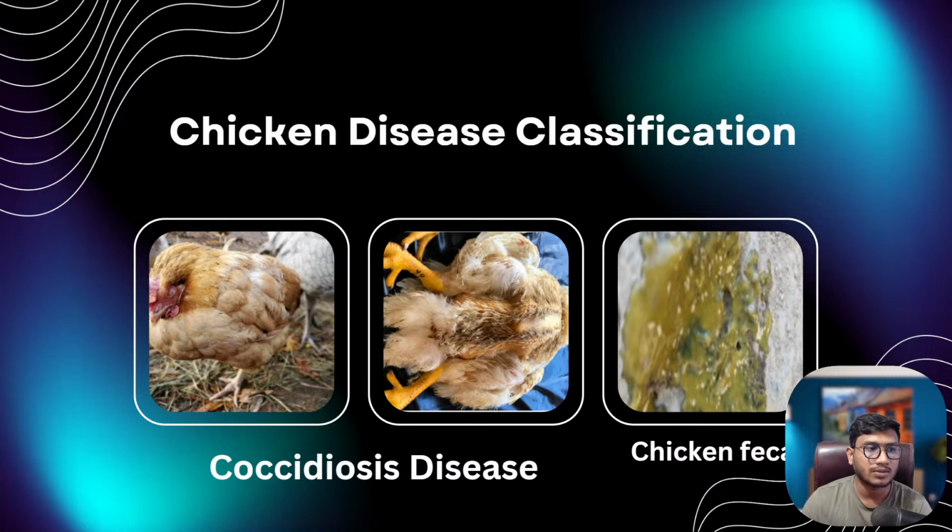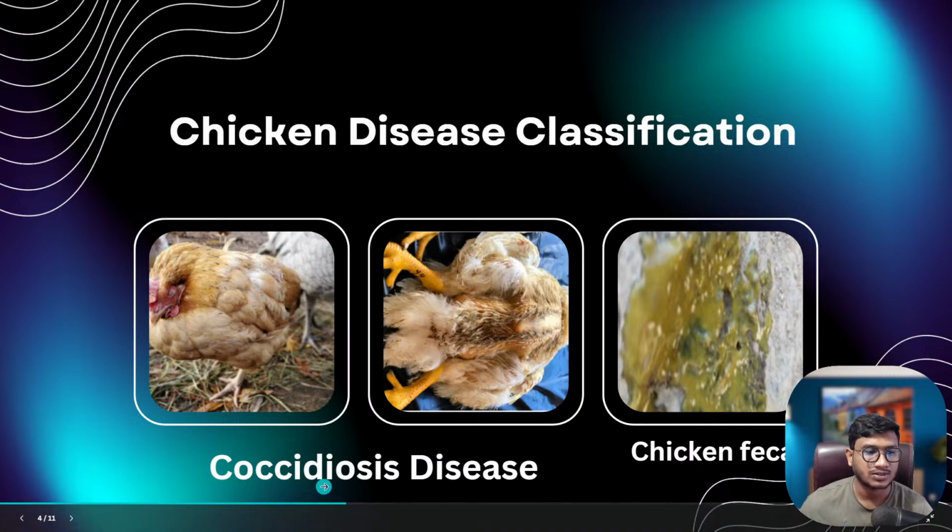So here we'll be solving one problem statement called chicken disease classification. I think you know chicken has different kinds of disease. Here I have collected some data from a website. I'll tell you which website you can follow to collect this kind of data. I collected some images from that website. The images contain chickens affected by coccidiosis disease. You can see this is the coccidiosis-affected chicken. You can search on Google what coccidiosis disease is. So this is one kind of disease affecting chicken.